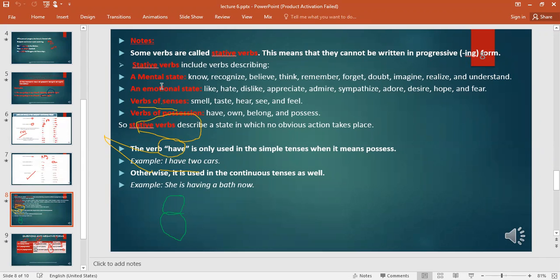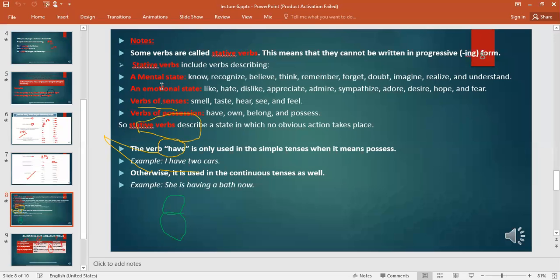How? A mental state like the verb know. You cannot say I am knowing, or he is recognizing, or they are remembering, he is imagining. These verbs are just used in their base form. Emotional state, like everything related to emotions, love, hate, all of these, sympathize, adore, hope. Also, these verbs cannot be used in the progressive tense.